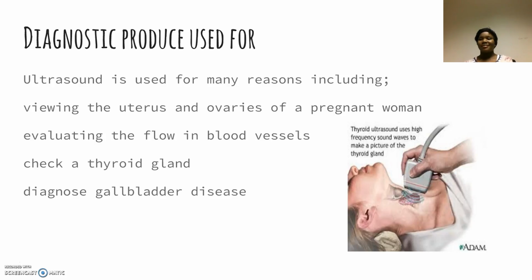So you can get an ultrasound done for many reasons, including viewing the uterus and ovaries of a pregnant woman, diagnosing a gallbladder disease, and checking a thyroid gland. And this is a picture of a doctor checking the thyroid gland of somebody who probably has an enlarged thyroid, and they have to do this procedure to make sure they have this problem.